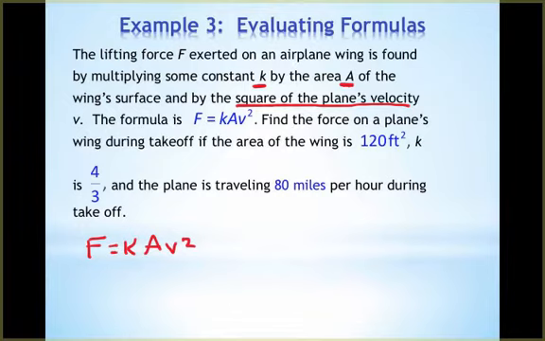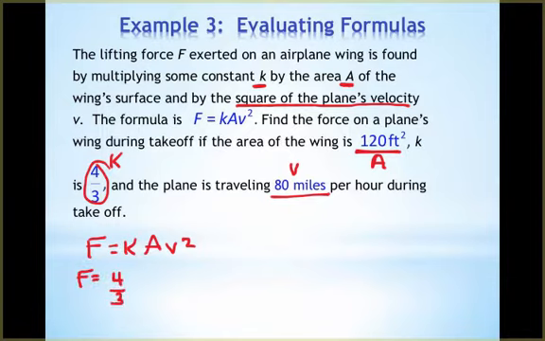Now they tell me that the wing has an area of 120 square feet, so that's going to be A, that K is 4/3, and that it's traveling at 80 miles per hour, so that's your velocity. So if I substitute in what I know, I get F equals K is 4/3, A is 120, and then V is 80 squared.